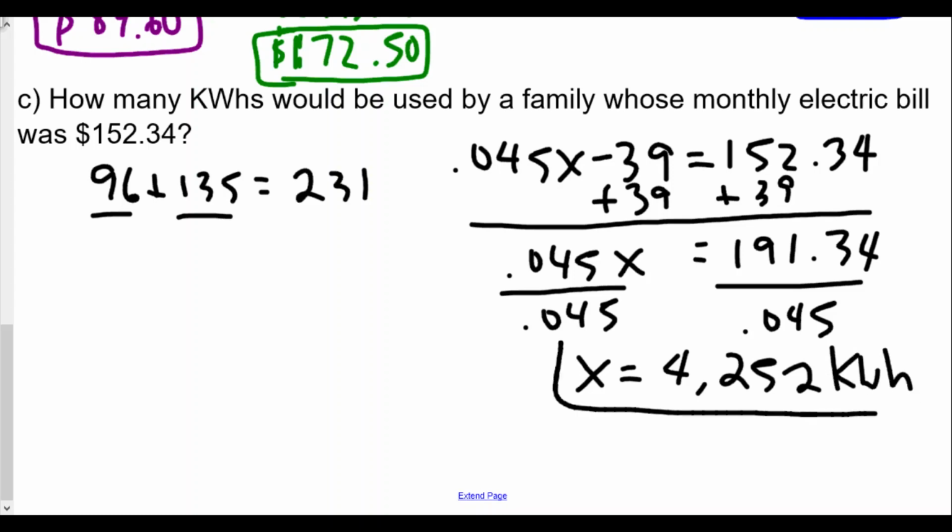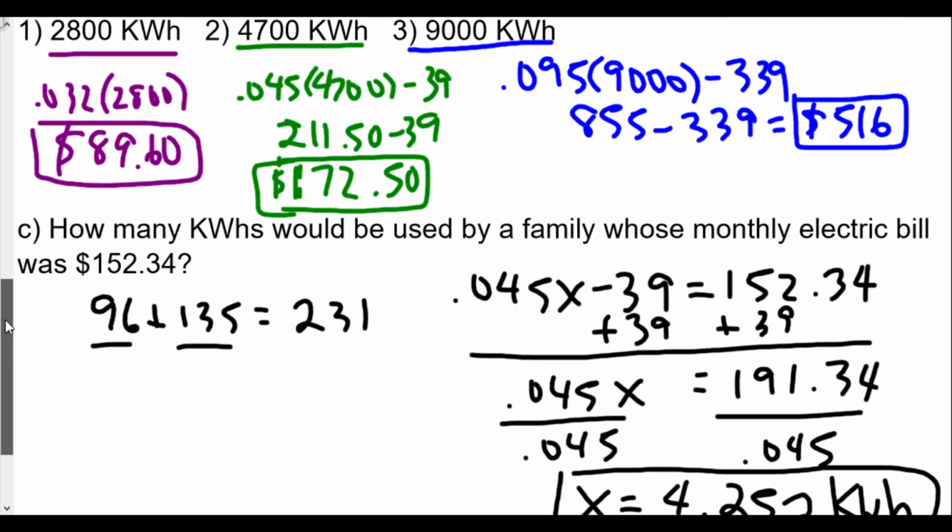Okay, so it's about just kind of finding the right equation to plug into. All right, and so that sort of helps in this case. Now, the other hint is that if we saw from our work that 4,700 kilowatt hours was 172.50, and we're looking at 152.34, you could have figured out that it's a little less than this one here, and so it must be this function. Definitely bigger than the 96, though.